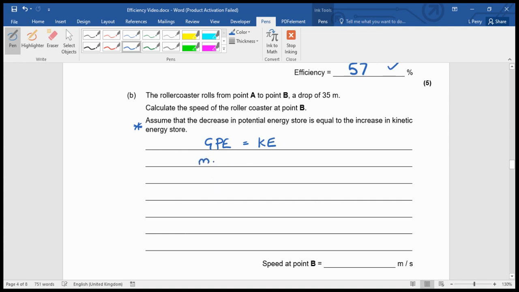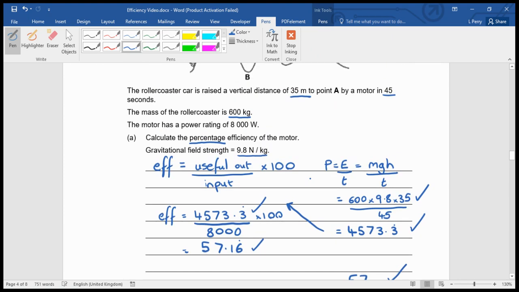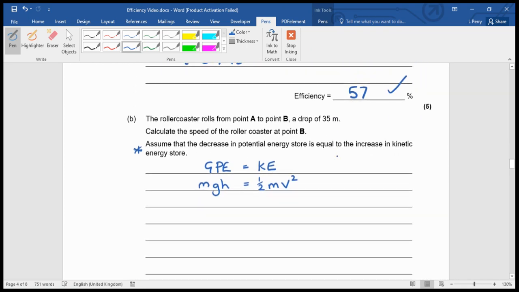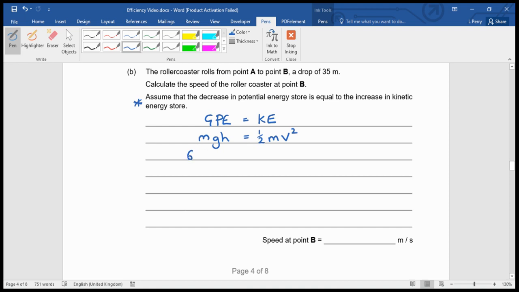I know my equation for gravitational potential energy. I know my equation for kinetic energy. All I now have to do is put all my numbers into this equation, simplify and rearrange. I could cancel the maths if you're good at maths. If you're not great at maths, I'm just going to put it in. It was 600. So 600 times 9.8 times 35 equals a half times 600 v squared. I've got 1 mark for putting all the numbers in.